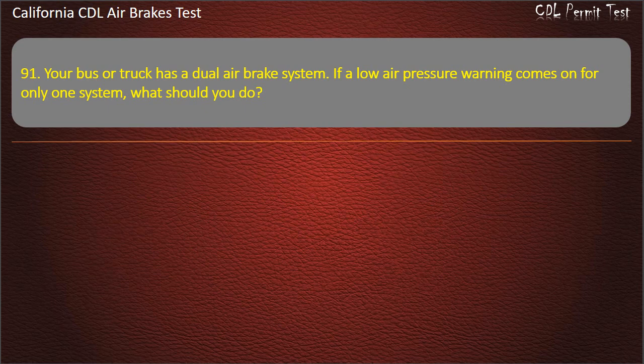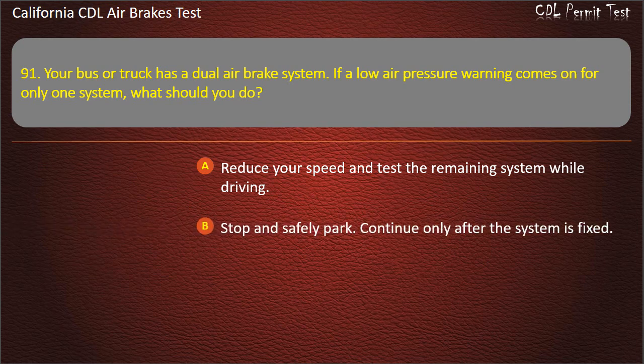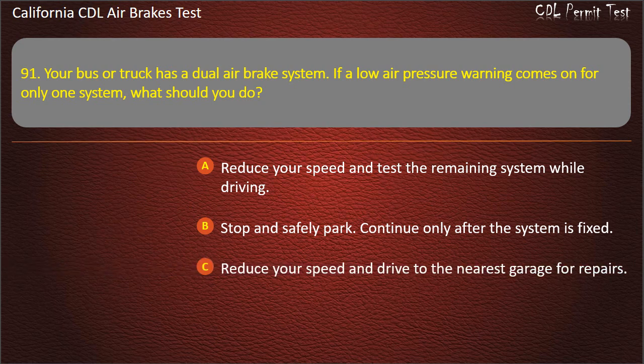Question 91. Your bus or truck has a dual air brake system. If a low air pressure warning comes on for only one system, what should you do? Reduce your speed and test the remaining system while driving. Stop and safely park. Continue only after the system is fixed. Reduce your speed and drive to the nearest garage for repairs. Answer. Stop and safely park. Continue only after the system is fixed.